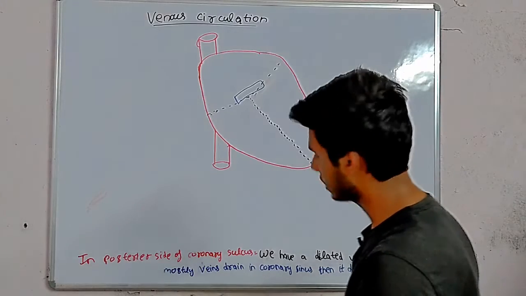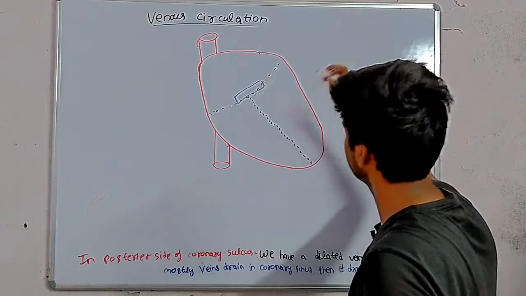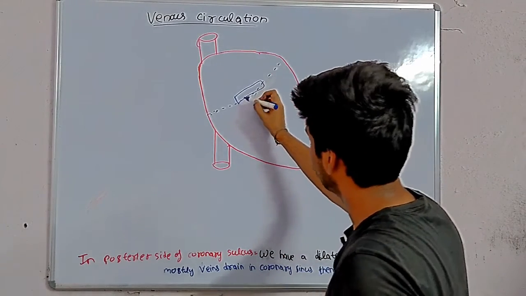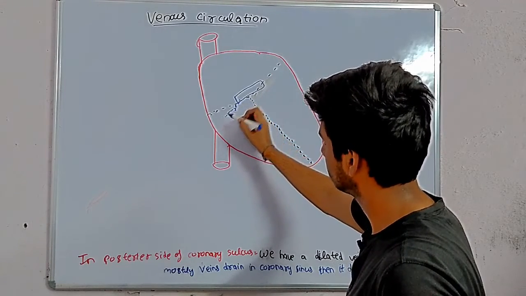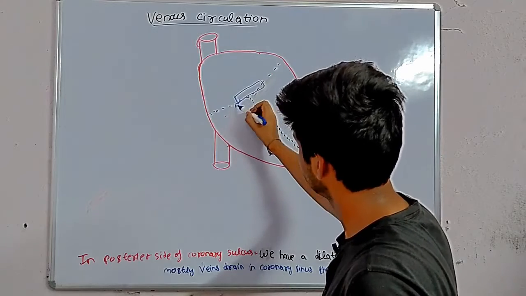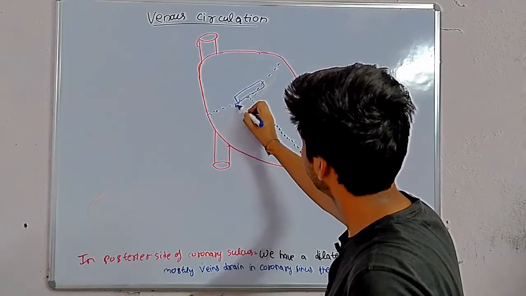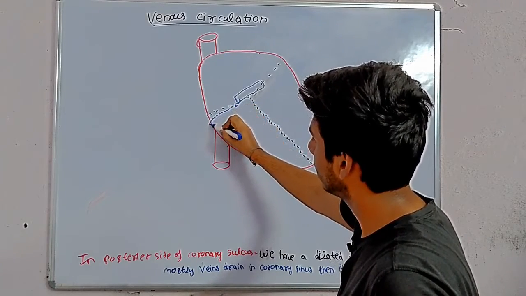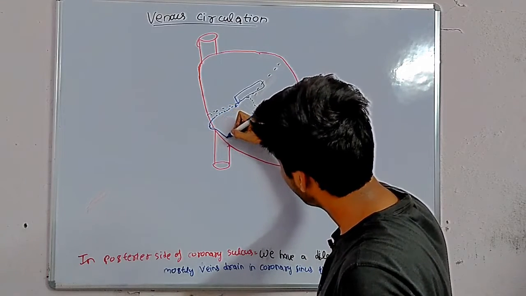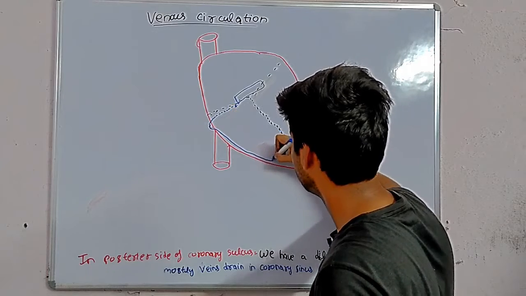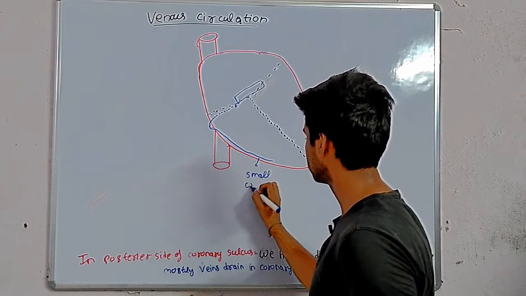Then first we have some important veins. On the posterior aspect, a vein emerges in the coronary sulcus and then comes in front and goes along the margin of the heart. This is called the small cardiac vein.